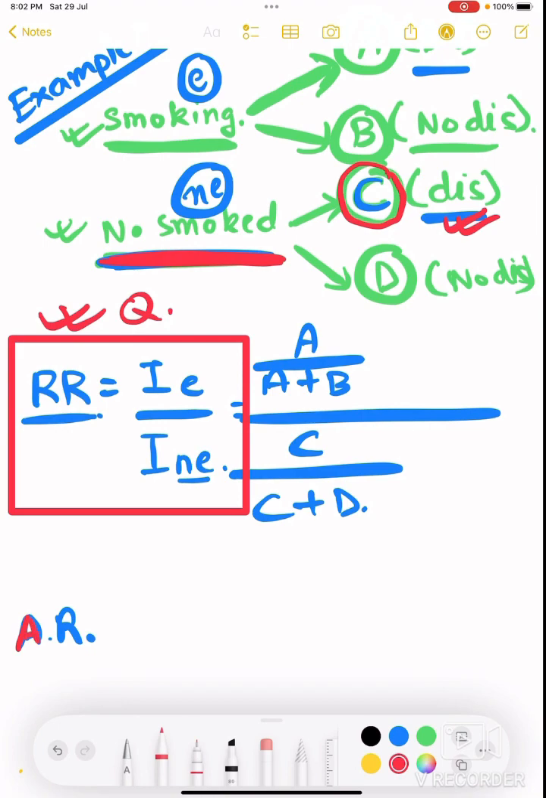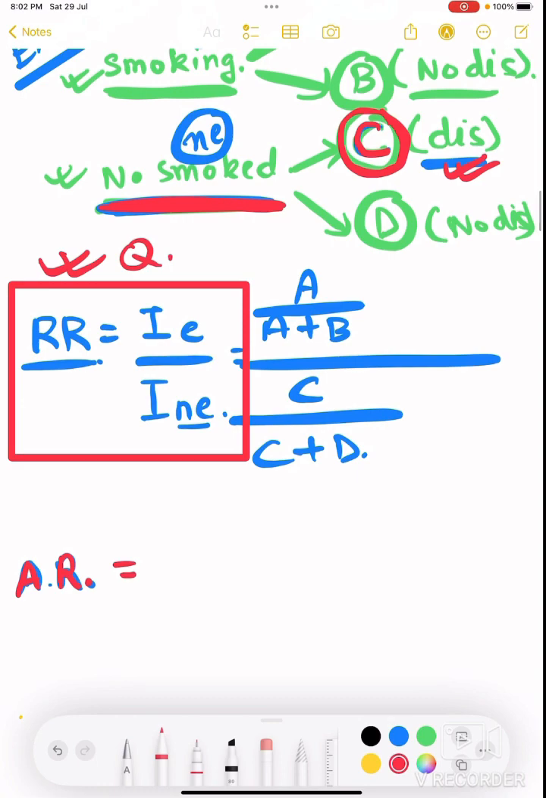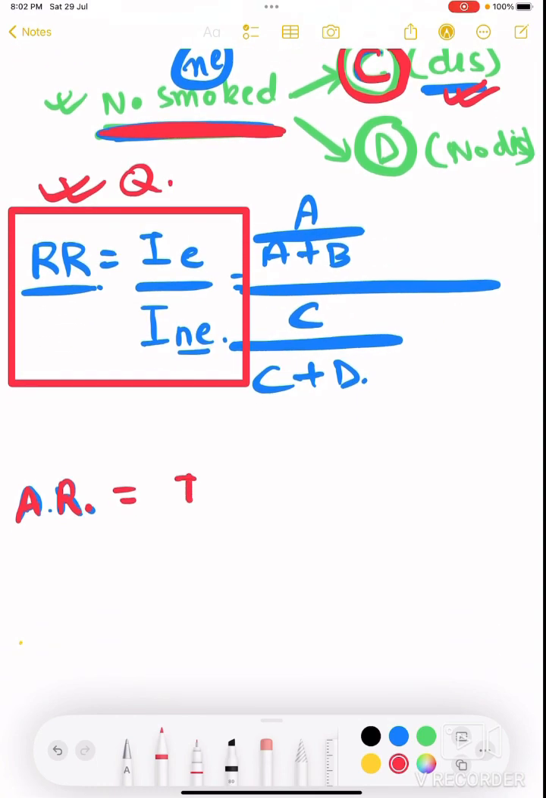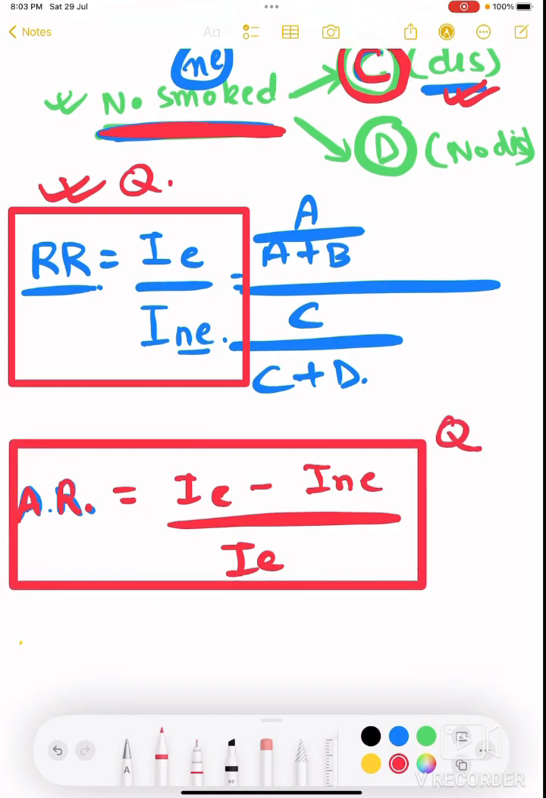So attributable means that lung cancer is attributed how much to smoking, right? There are other causes of lung cancer also. That's why the population C is having lung cancer, because population C never smoked but still developed lung cancer, right? Why? Because there are other etiologies of lung cancer also, right? So C is not attributed to smoking, right? So attributable risk, the formula is I exposed minus I non-exposed by I exposed. This is the formula of attributable risk, right?